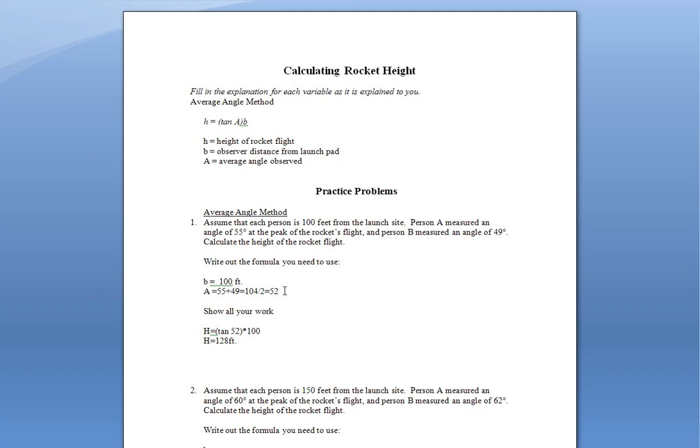So the first thing you have to do is find your average angle, and then make sure you're plugging it into the formula right. You're just substituting in for A and for B, and then round off your answer. It's the same for all of these problems.